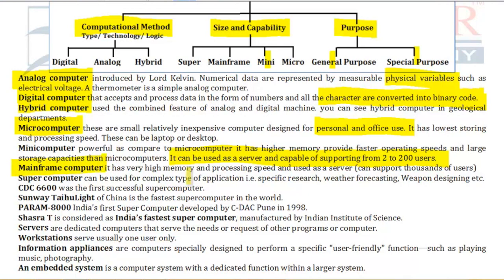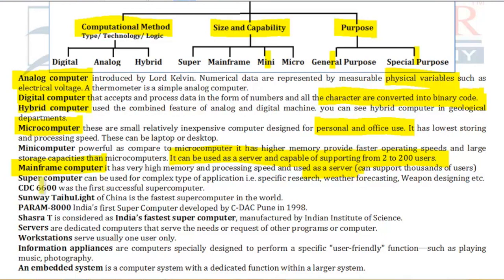Mainframe computers. Now, what are mainframe computers? They have very high memory and processing speed and they are used as servers. So if I ask you a question, which among the following can be used as a server, and in options I give you two options, mainframe and microcomputers, then your answer should be mainframe computers.